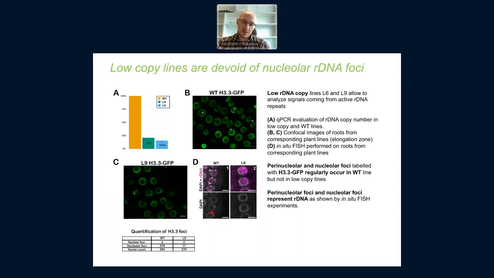Also, when we performed FISH on roots of these low copy lines and wild-type lines, we found that in the low copy line the rDNA signal mainly comes from within the nucleolus, while in wild-type it also comes from within the nucleolus, but also forms these condensed foci on the periphery. So this data showed us that there is a link between H3.3 foci formation and rDNA amount.